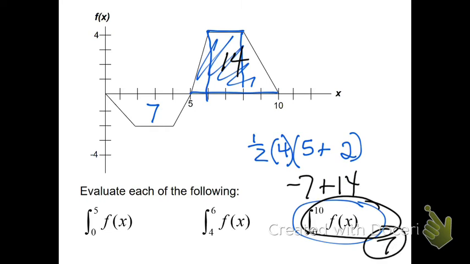Okay, so remember, when they ask you to evaluate an integral, they mean what is the area between the curve and the x-axis. Anything below the x-axis is given a negative value.